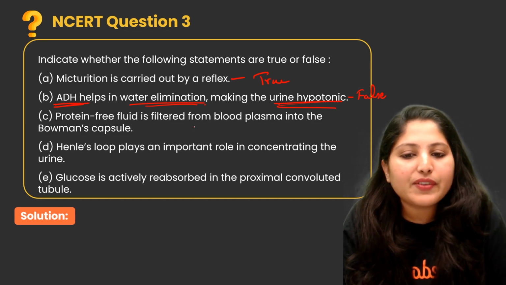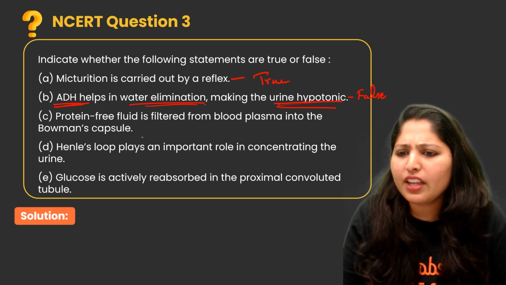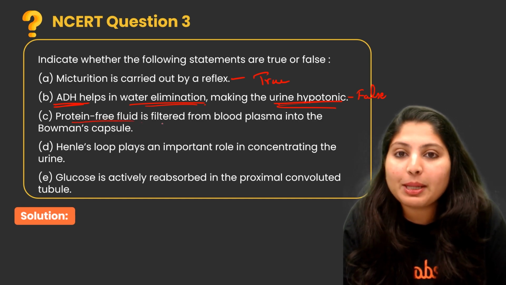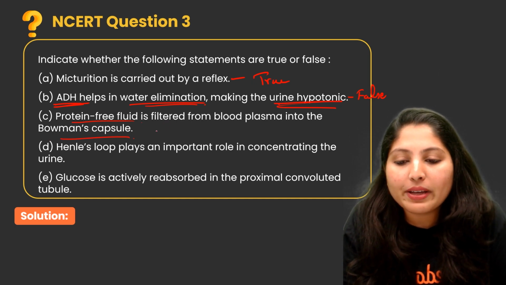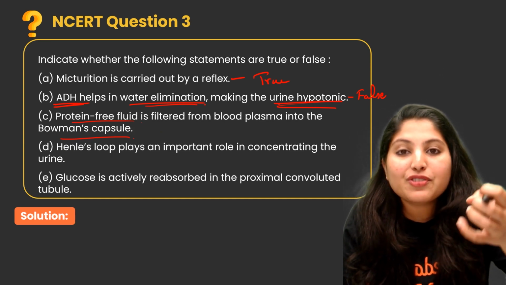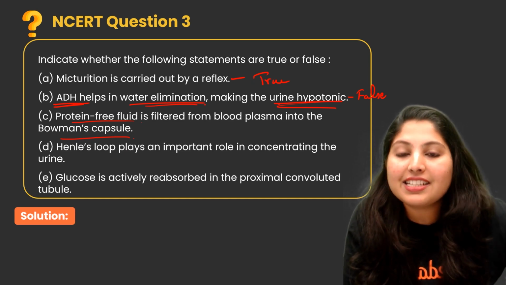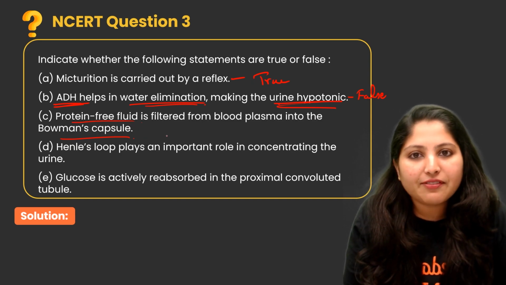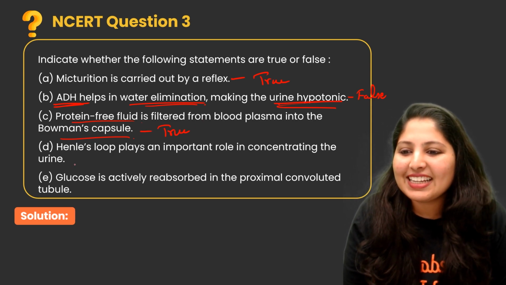The next one: protein-free fluid is filtered from blood plasma into the Bowman capsule. This is actually true. Bowman capsule is a cup-like structure of the nephron which filters the blood. The glomerular filtrate enters into the Bowman capsule, from which the protein-free fluid is filtered out. So this is true.